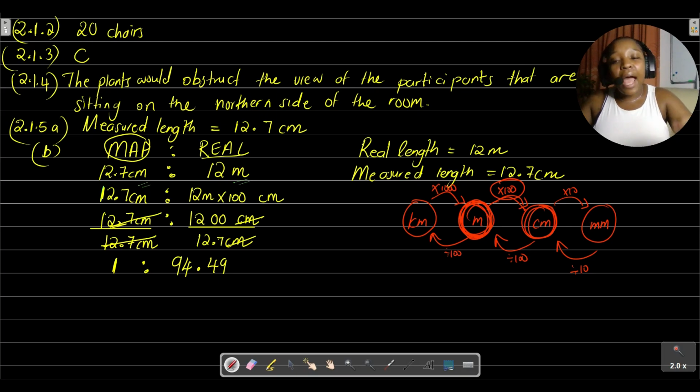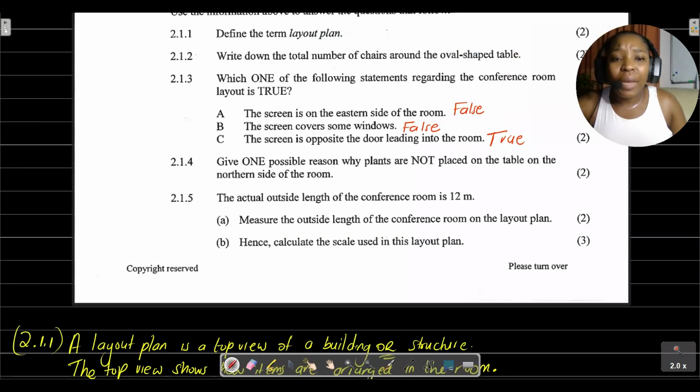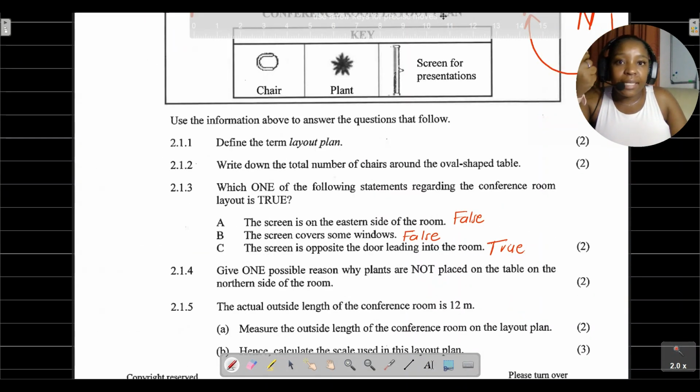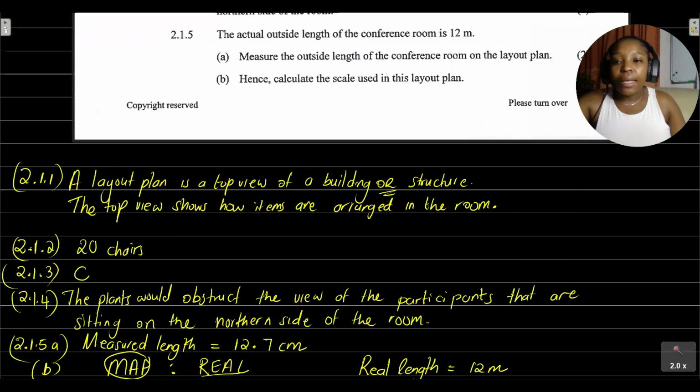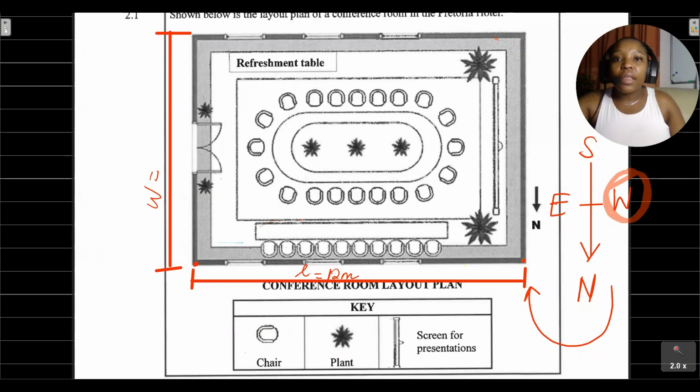Please note that here I've just rounded off my answer to 2 decimal places. They haven't specified how I need to round off. So if they haven't specified, that basically means that I'm just going to round off my final answer to 2 decimal places. I hope that makes sense. So we've now created a number scale based on the information given to us on the real distance and the measured distance. I hope that makes sense. Right, let's have a look at the next question.